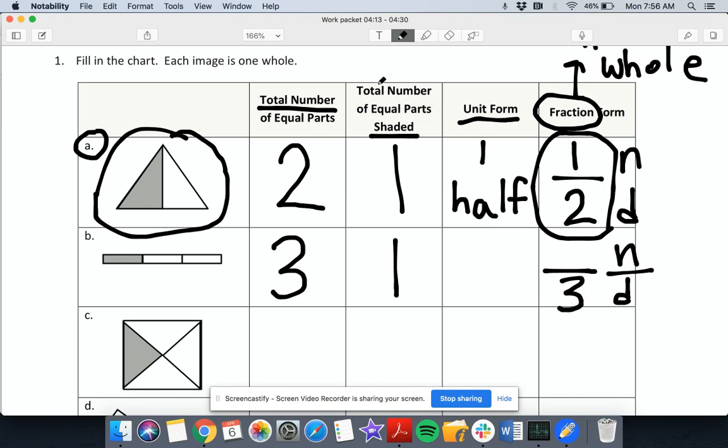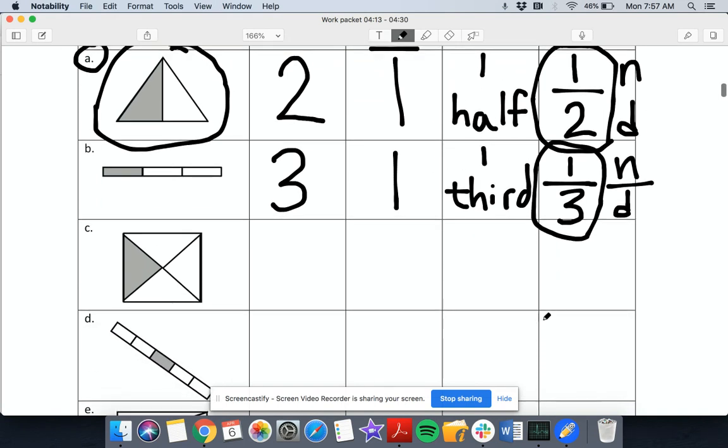And then what's the total number of equal parts that are shaded? So how many are colored in? Well, we decided that that's just 1. So our fraction form would be 1 over 3. And how we would write that in unit form is 1/3. Okay, because 1 over 2 is 1/2. So 1 over 3 is 1/3. So we have halves, we have thirds, we have fourths, fifths, sixths, sevenths, etc.